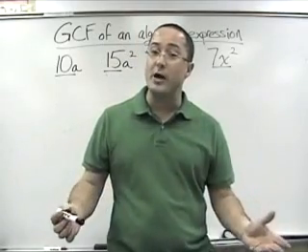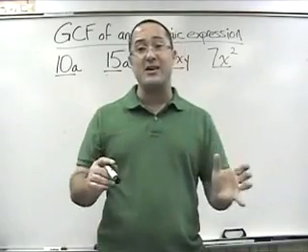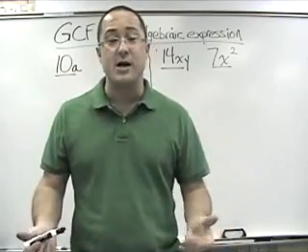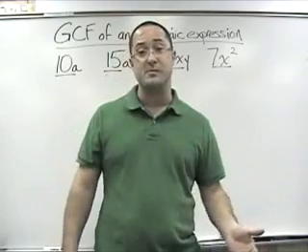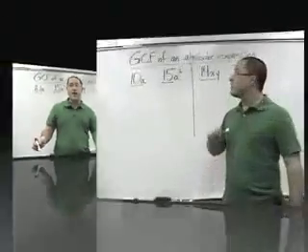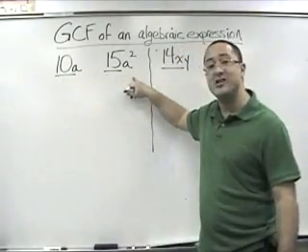Now we're going to do greatest common factor of algebraic expressions. This is the same thing we've been doing all along, except now they've stuck some variables in there, correct? And we've already done this because we're going to use prime factorization, and we've already done prime factorization of algebraic expressions. So this is not going to be a problem.